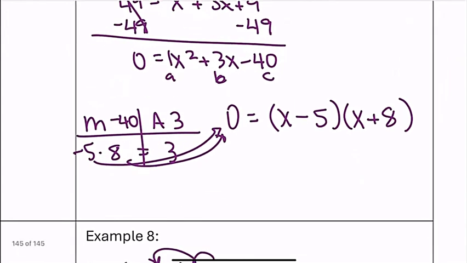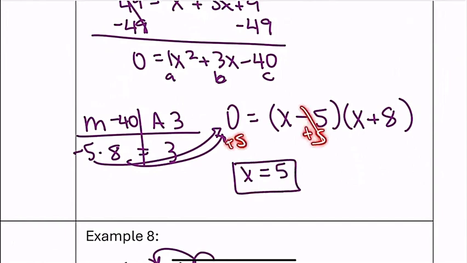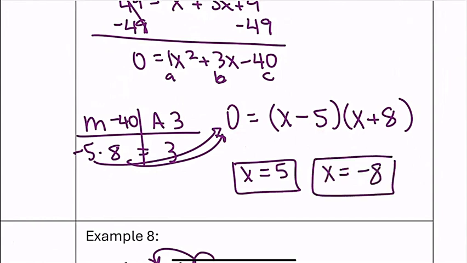Good. And then from here, obviously, we're just going to set each factor equal to 0 and solve. If I have x minus 5 equals 0, I would end up with x equals +5 because you would add the 5 to both sides. And then if I have x plus 8 equals 0, it's going to end up being x equals -8. Because it was +8, to make that cancel out, you would subtract 8 from both sides.